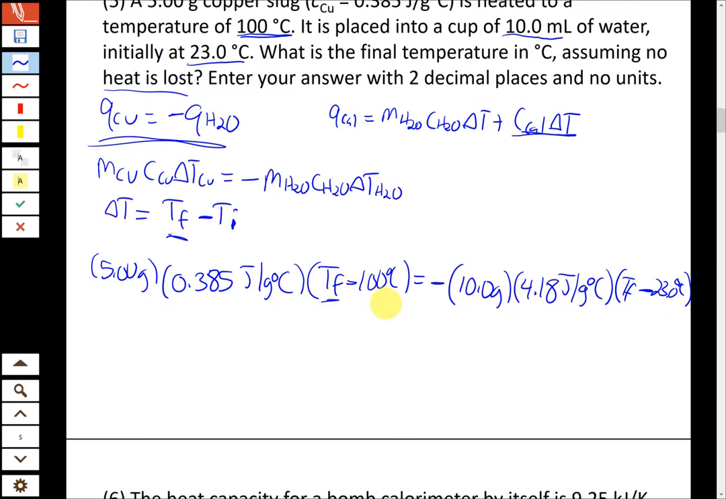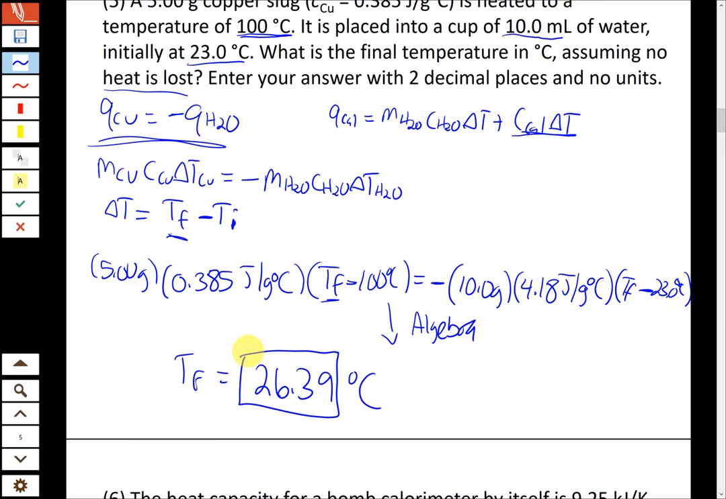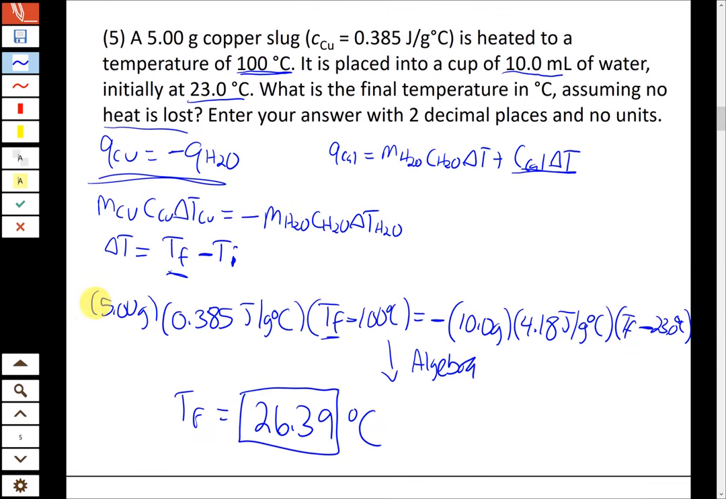The algebra for this is not trivial, but it's not too bad either. So I'm not going to go through all the steps, but you'll do the algebra and find that your final temperature is 26.39. They wanted 2 decimal places here, so that's how we'll report it, and that would be in degrees Celsius. Your final temperature should be in between the two. So copper was at 100, the water was at 23. Your final temperature needs to fall somewhere in between those two. If it's not, that means you messed up something.